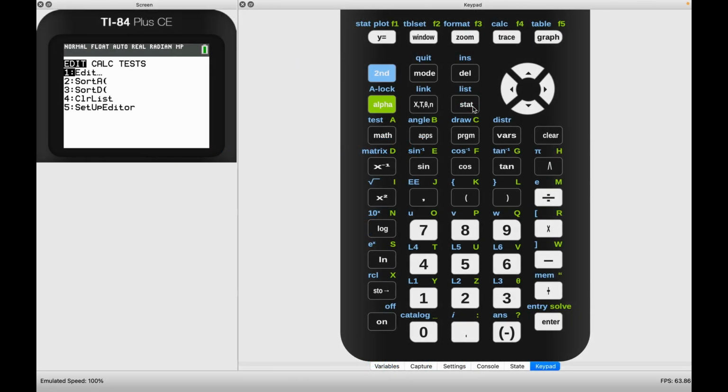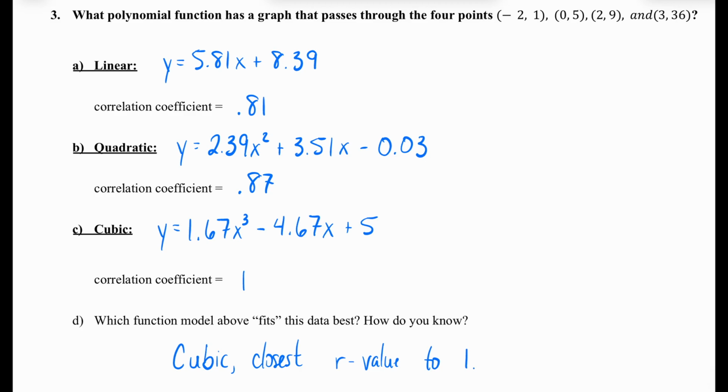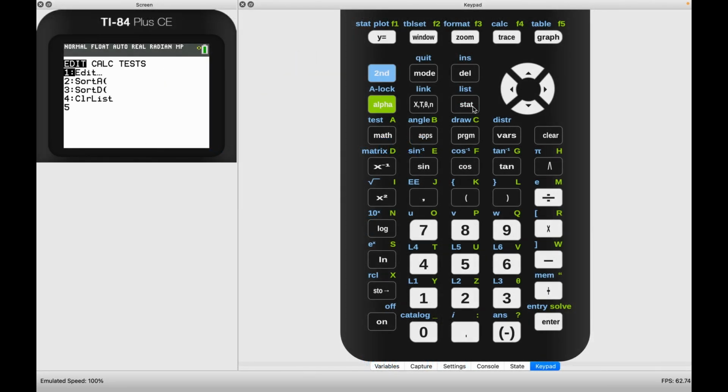Once I've done that, then I go back and do my quadratic regression. And there, I got an R value of 0.87. My equation is y is equal to 2.39x squared plus 3.51x minus 0.03. And again, with that R value of 0.87. And then the last one, doing my cubic regression.